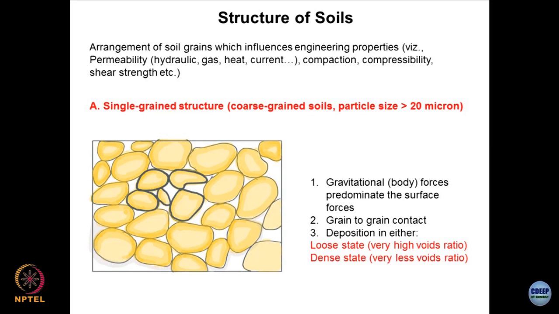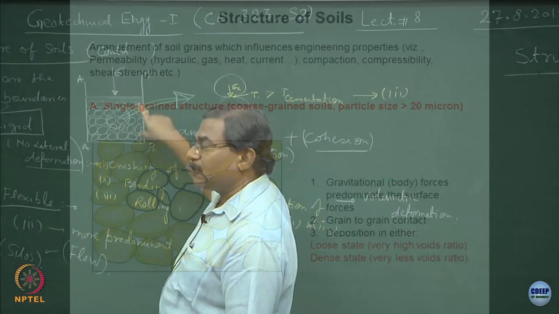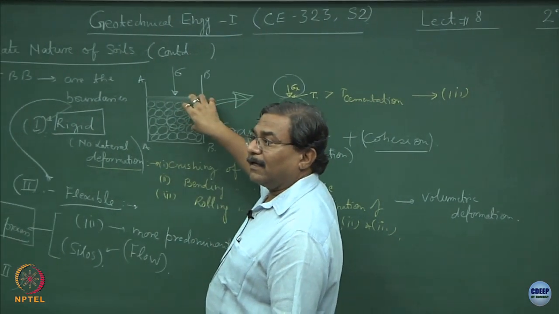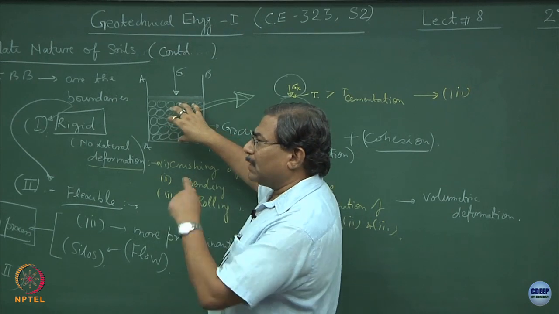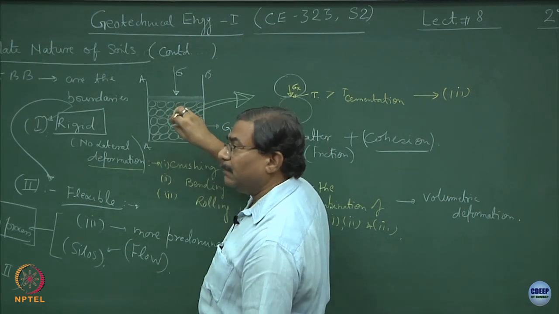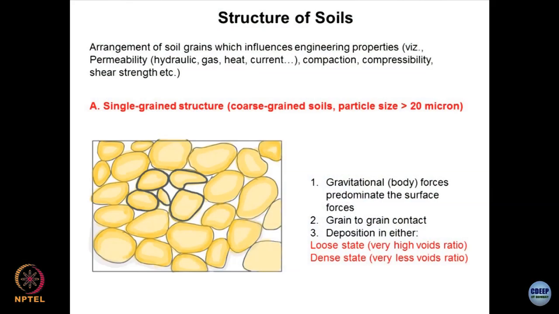So, tunneling is nothing but removing the soil mass slowly and creating a tunnel, clear? So, we can model these types of concepts by removing the elements the way we want. So, this is a typical single grained structure. We also call this coarse grained materials.